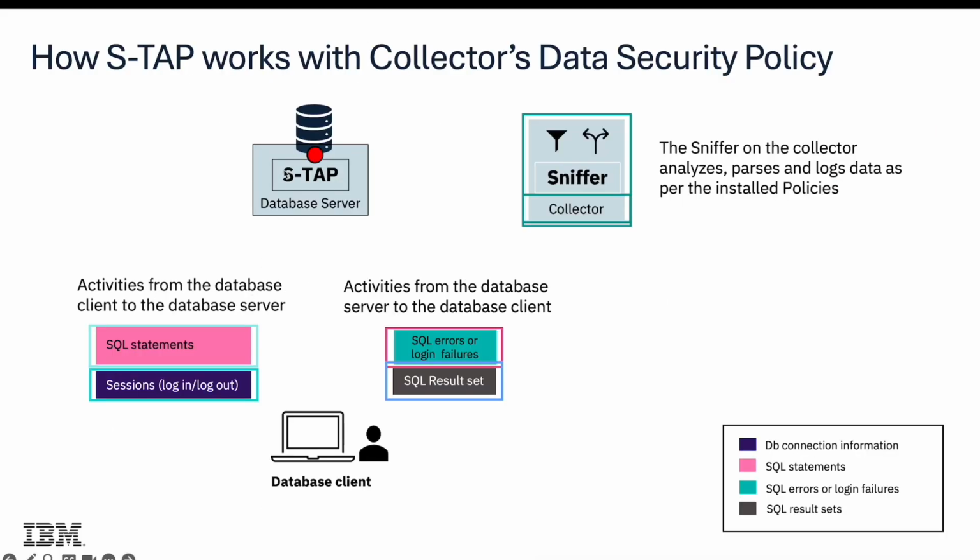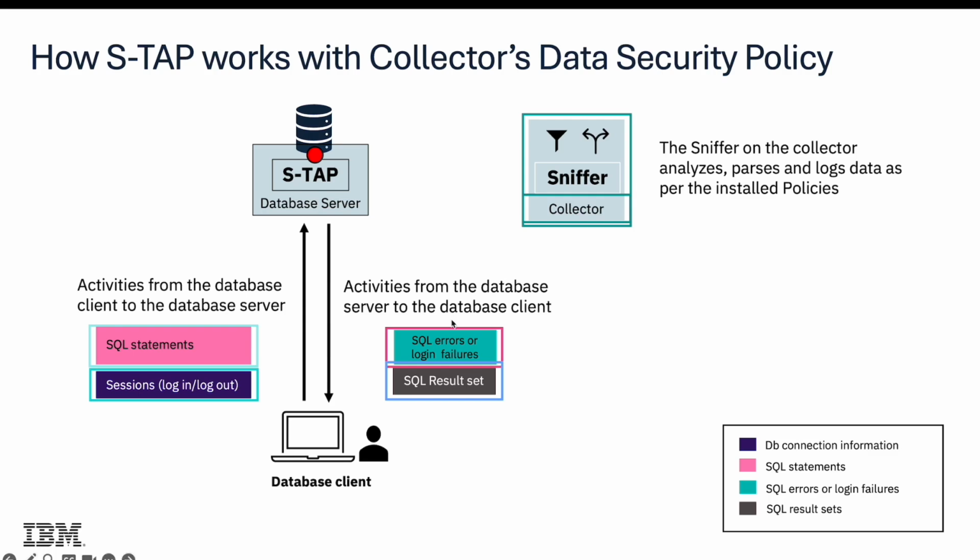Next, let's revisit the classic diagram. It shows in case SDEP agent captures the traffic, how SDEP works with collectors' data security policies. First, SDEP is installed on the database server. It waits to intercept the database traffic and send to the collector. In a typical scenario, a user uses a DB client to connect to the DB server and send SQL command. These are called database requests. Then, the database server sends response packets back to the DB client.